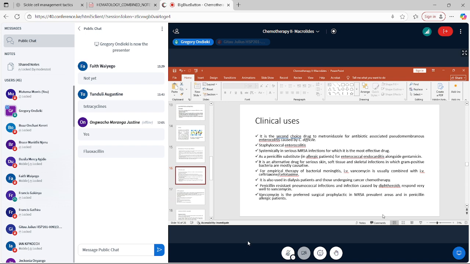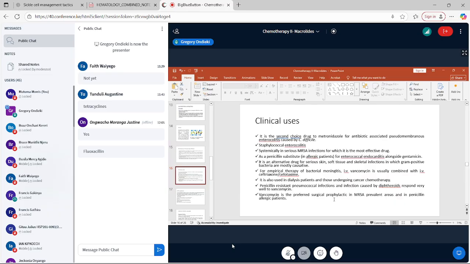Now remember, the other drugs can be found orally. This one has to be given intravenously, right? Then it's also used in dialysis patients and those undergoing cancer chemotherapy. This is purely for prophylaxis to prevent infection. Then for penicillin-resistant pneumococcal infections, and also for surgical prophylaxis.